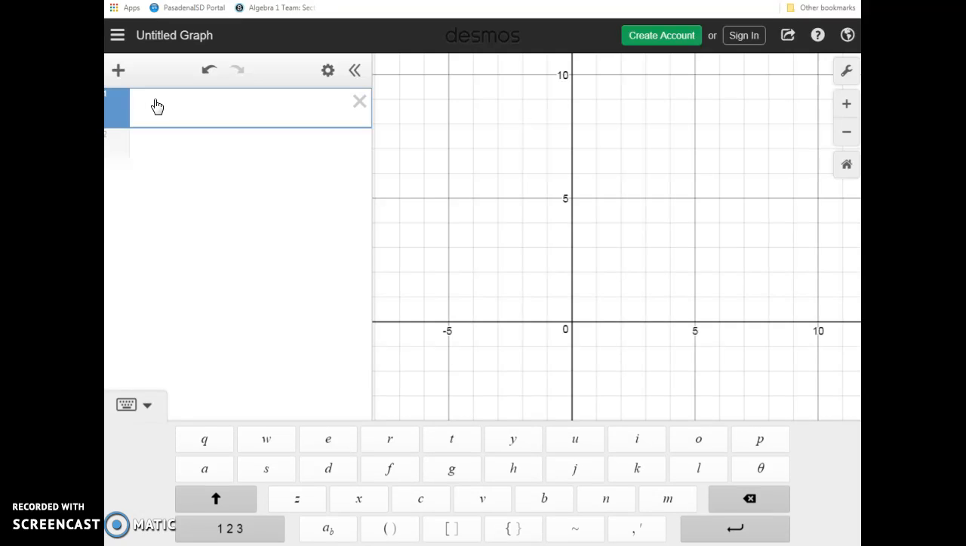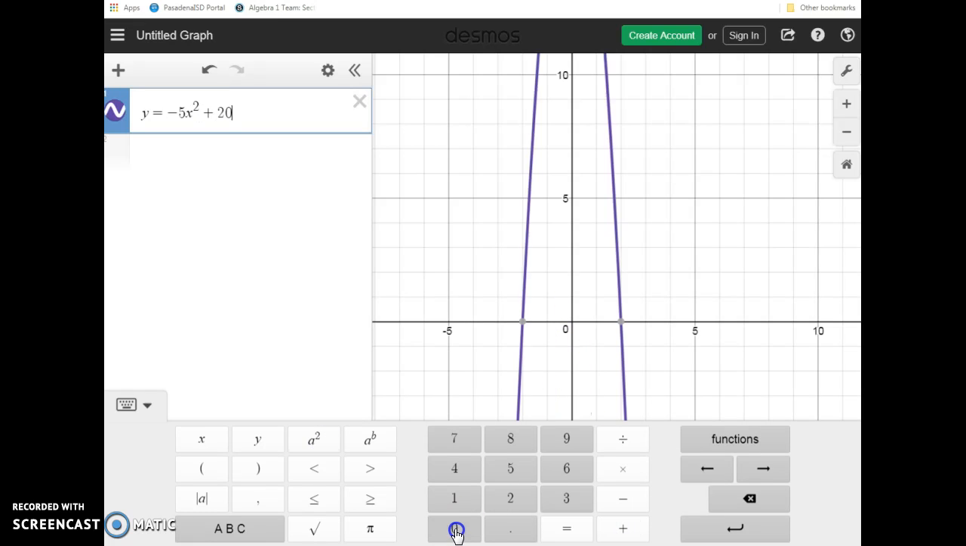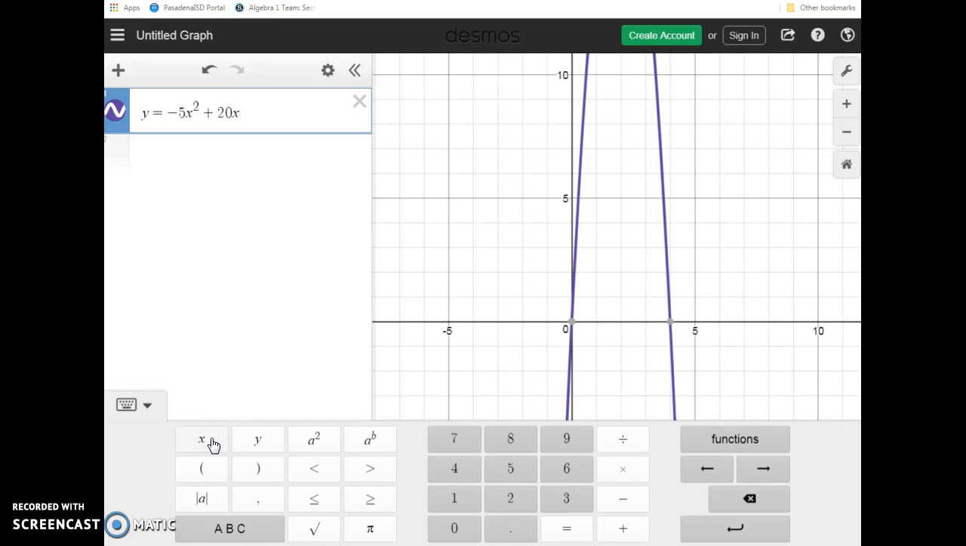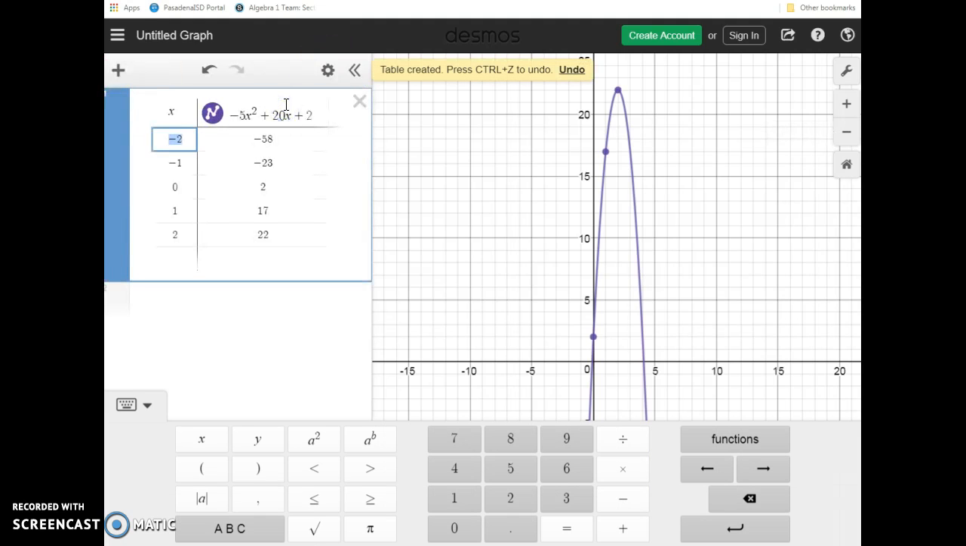So I have y equals negative 5x squared plus 20x plus 2. Okay, this is a quadratic. You can zoom out. Hit the little settings button, the gear. I want the table for it. And I don't want any of these numbers. I want to add my own numbers. We're going to add the answer choices on there and see which one gives us 20.